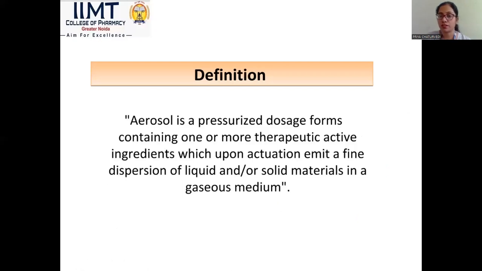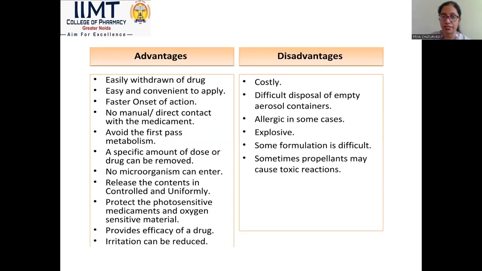So what are aerosols? Aerosols are basically the pressurized dosage form of the medicament which contain one or more therapeutic active ingredients, which upon actuation emit a fine dispersion of liquid or solid material in a gaseous medium.